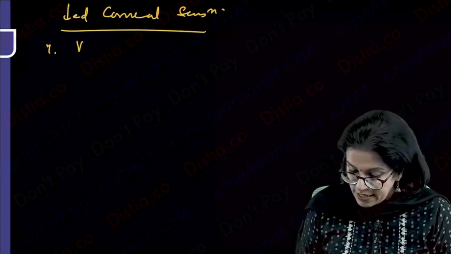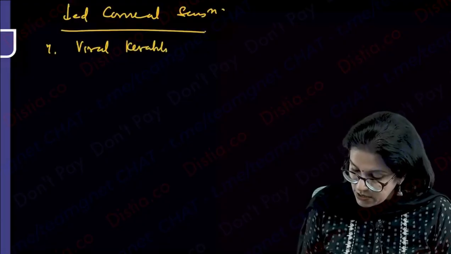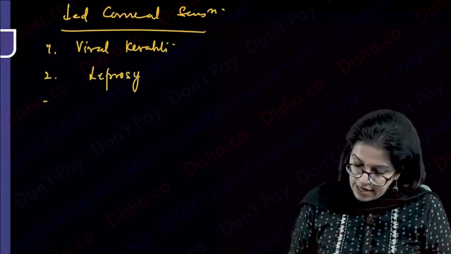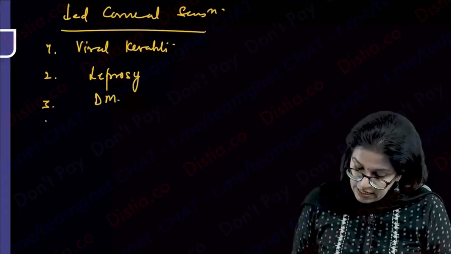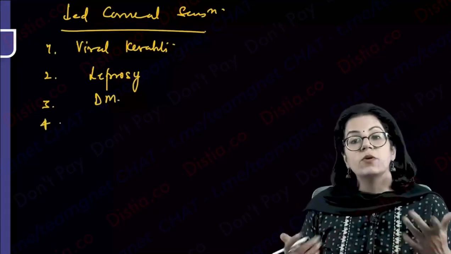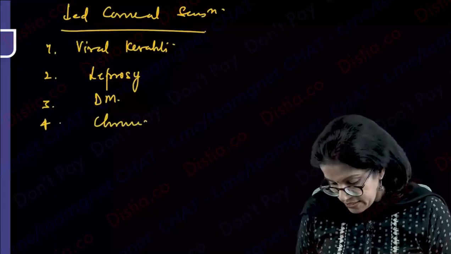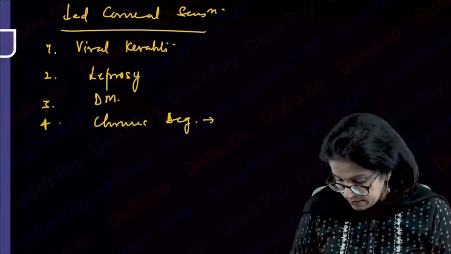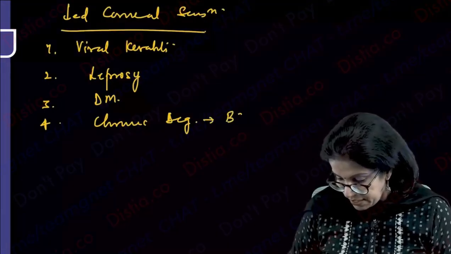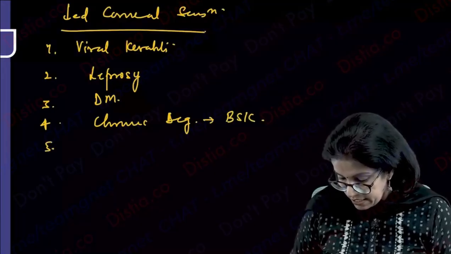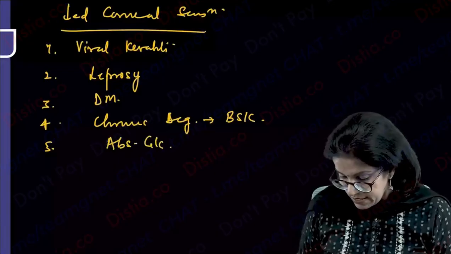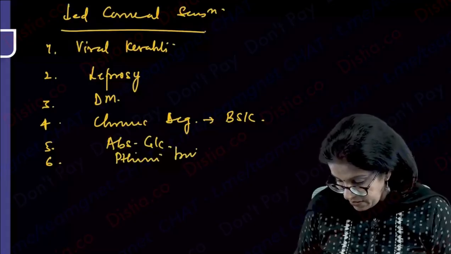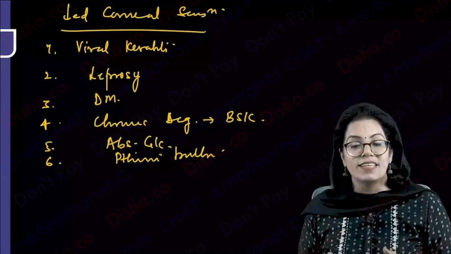So apart from your viral keratitis, the next could be leprosy, of course, diabetes. Then can you think of something else? Any chronic degenerative condition of the cornea, like suppose we talk about band-shaped keratopathy, or even absolute glaucoma, or phthisis bulbi, shrinkage of the eyeball. In all these cases, you see that corneal sensations are reduced.